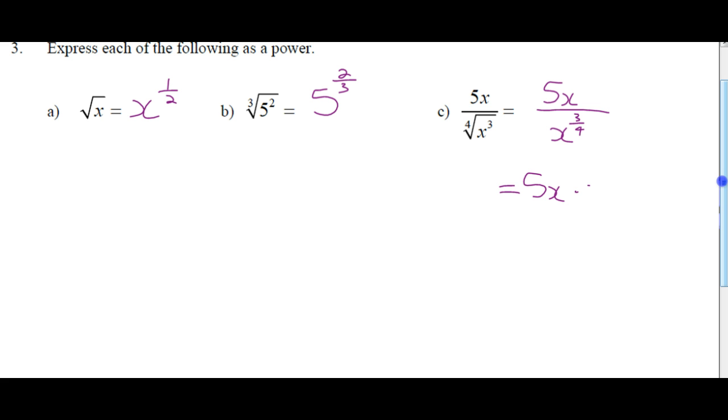So 5x times, so we're just doing, that's power of 1, right? So quotient, we subtract powers. What's 1 minus 3/4? 1/4. Right. So it's 5 times x to the 1/4.